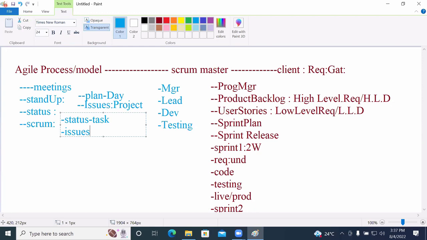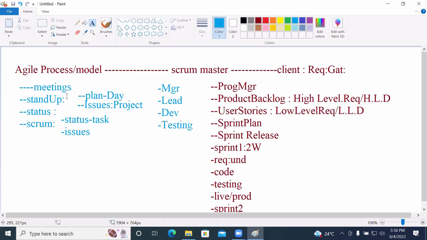Related to that particular task, what kind of issues you got, you will be having a discussion of that. So you will be considering the stand-up meeting and then the status meeting. As simple as that, the stand-up meeting is conducted in the morning hours. The status meeting is conducted in the evening hours.